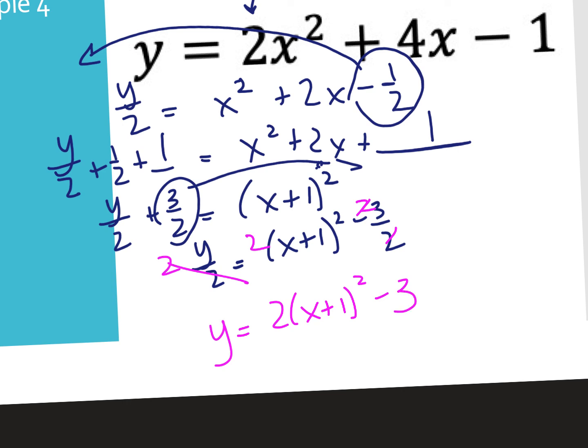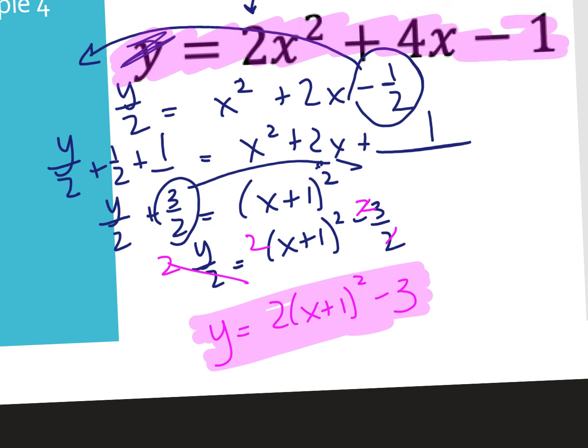So again, you can see down here I've got my equation in vertex form that we got by completing the square. But up top, I have the original, whoa, wrong thing. There we go. The original up here is in standard form.